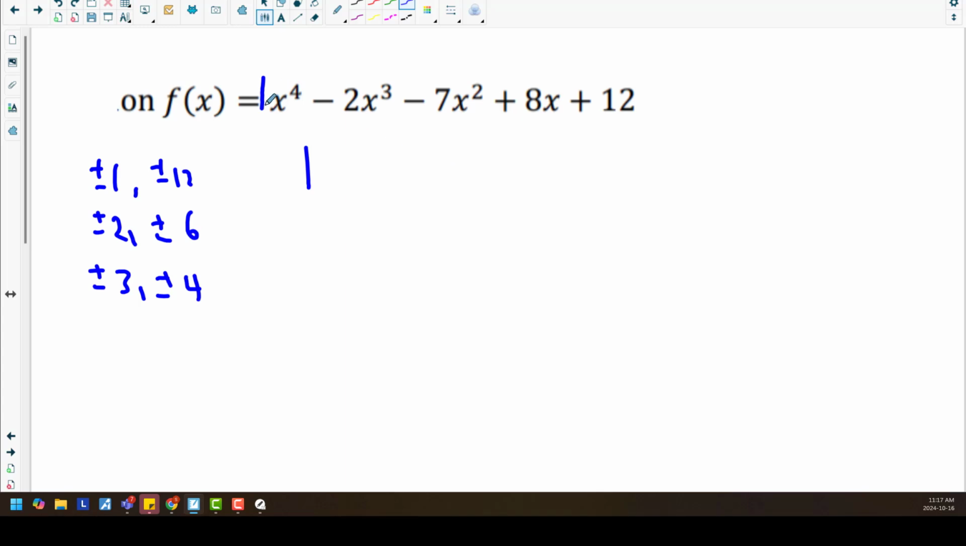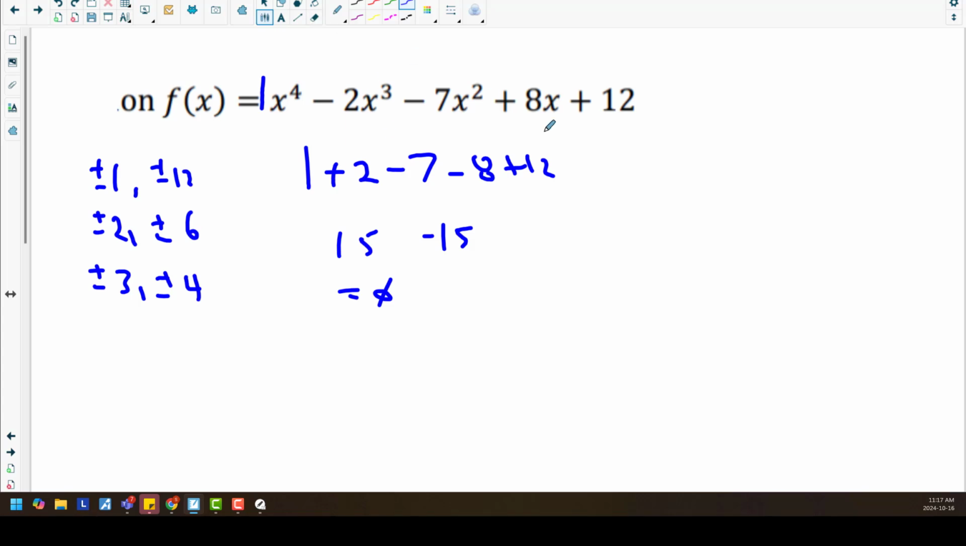Okay, so even exponents leave the coefficient alone. Odd exponent, multiply the coefficient by negative 1, so that's going to be positive 2. Leave the negative 7 alone, that's going to be minus 8 plus 12. Okay, let's see. Well, here we have minus 15. And 1 plus 2 plus 12 is 15, so 15 minus 15 is 0.